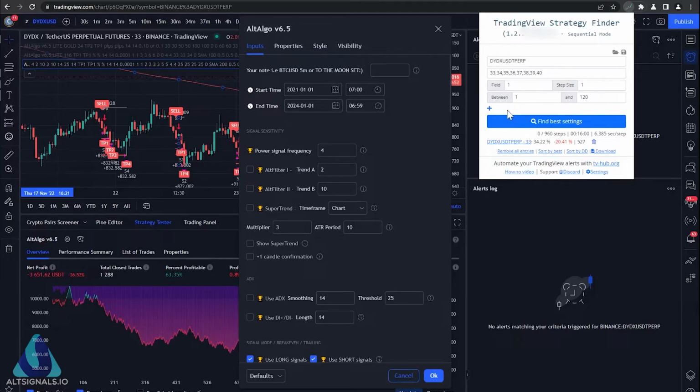So what are the pros of using this extension? I think it's obvious. You don't need to sit in front of your computer, and you can let it run until a good result is found.